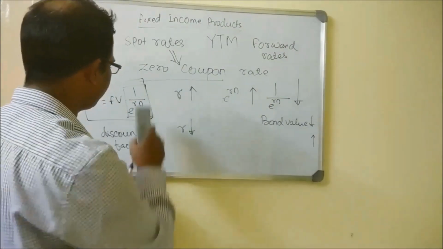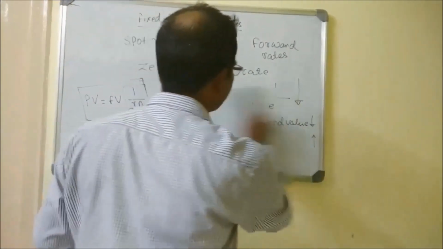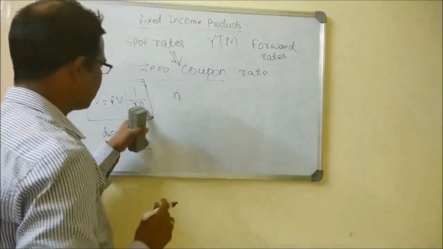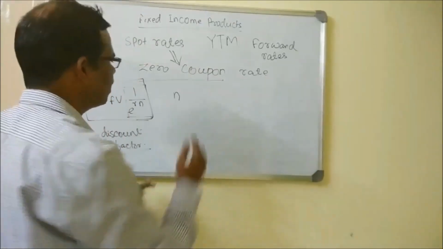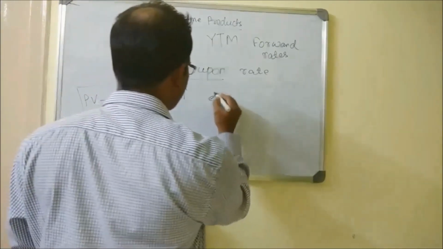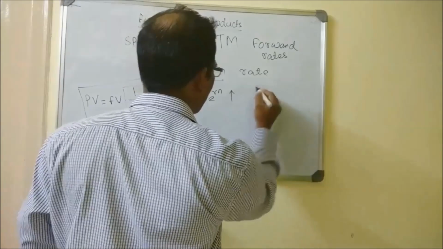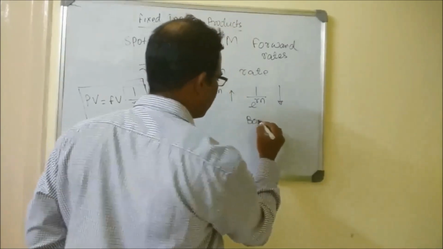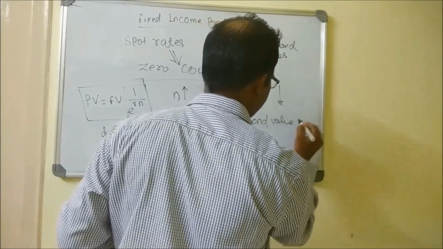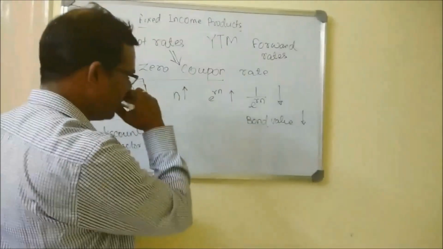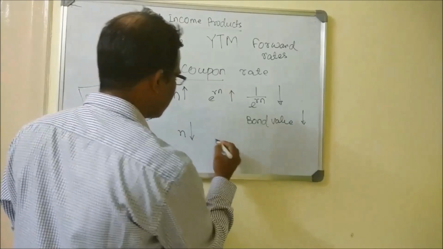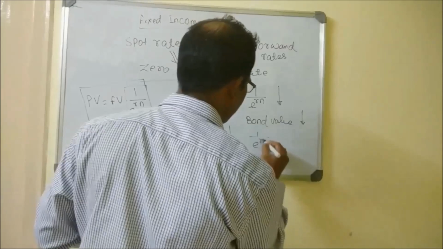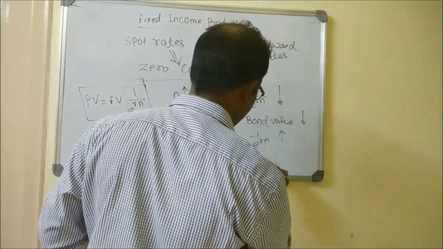Now what will happen if n changes? N is the duration of the maturity period. If n goes up, e to the power Rn goes up, 1 upon e to the power Rn goes down, and therefore the bond value will go down. Now if n goes down, e to the power Rn goes down, 1 upon e to the power Rn goes up, so bond value will go up.